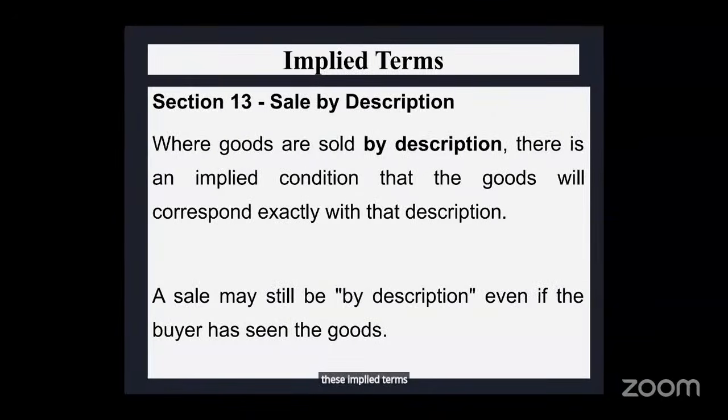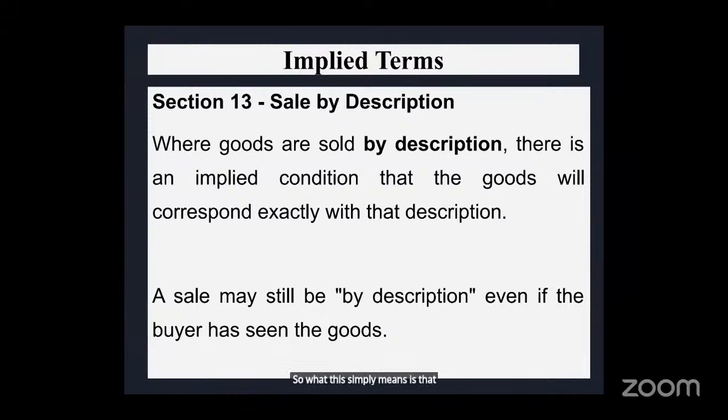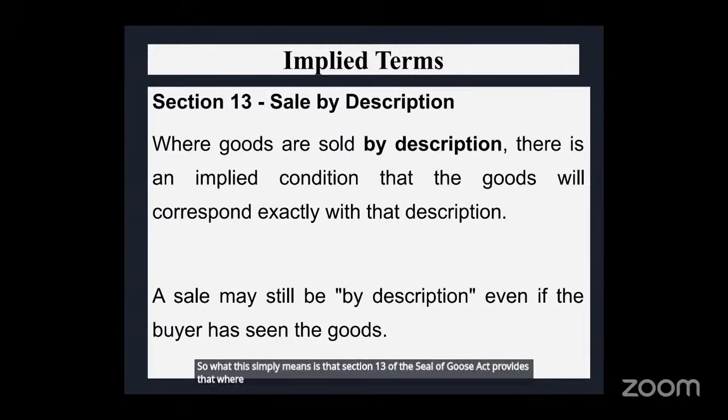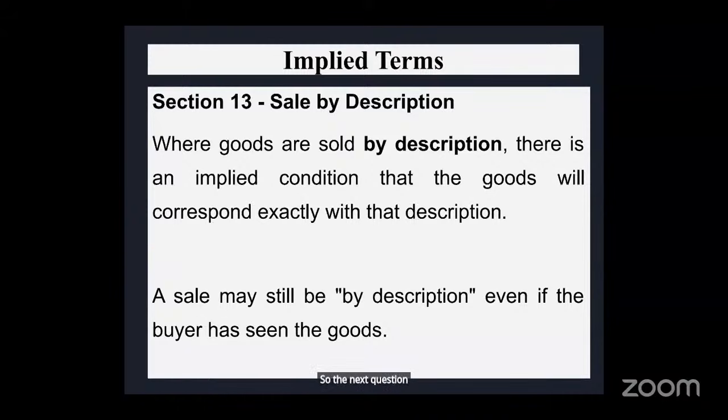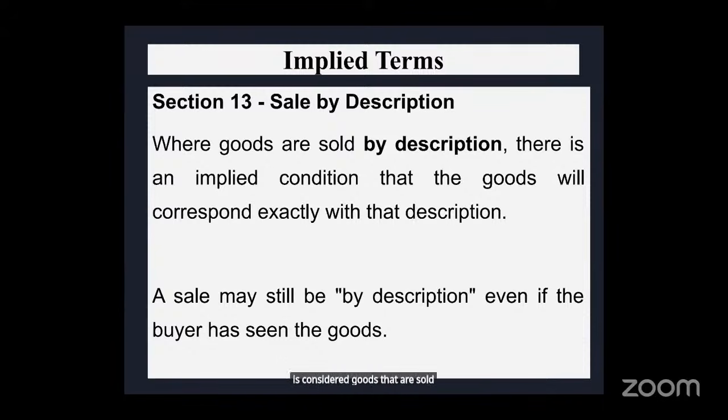The next one is with respect to implied terms with respect to description. So what this simply means is that Section 13 of the Sale of Goods Act provides that where goods are sold by description, there is an implied condition that the goods will correspond exactly with the description. So the next question I would have expected you to ask, especially if we were in a physical class, is what is considered goods that are sold by description?